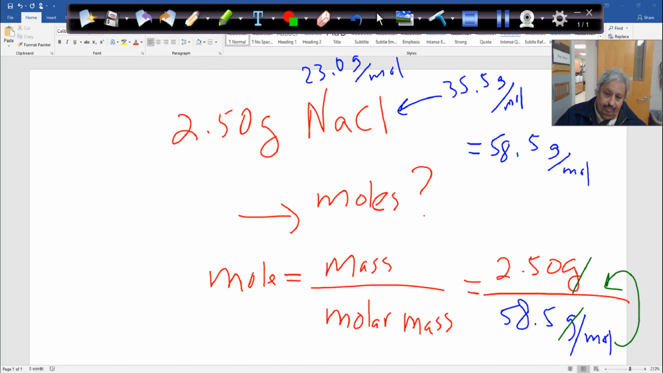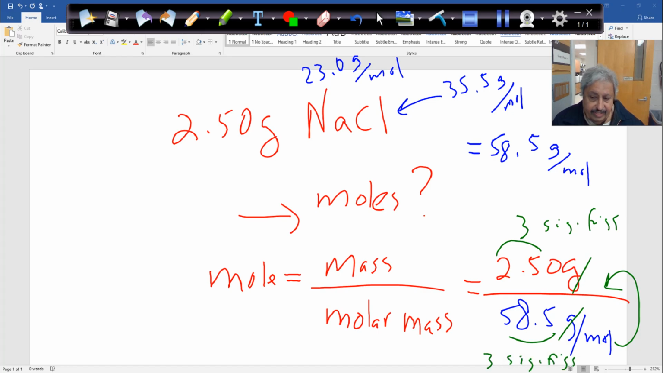So, how many sig figs do we have? Here is 3 sig figs, correct? And here is 3 sig figs. So our answer is 3 sig figs. Everybody knows how to calculate the mole? Okay, that's good.